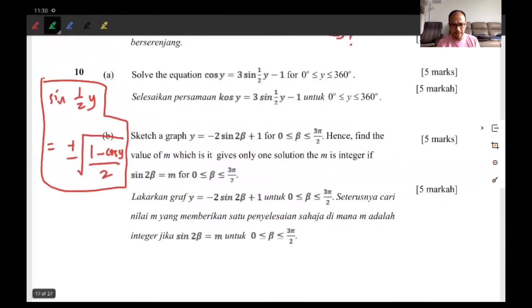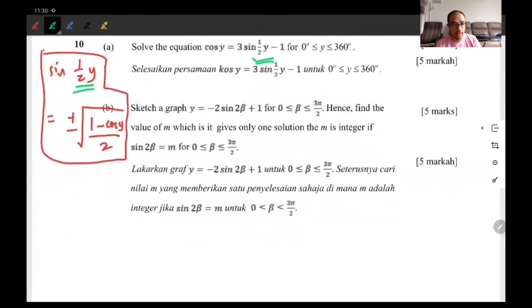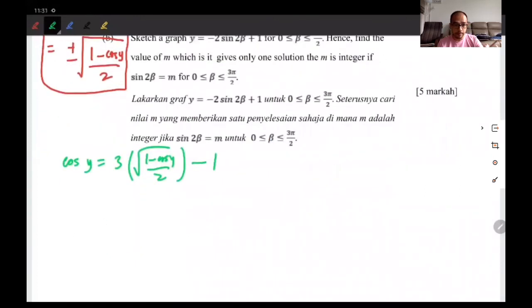So we have cos y equals 3 sine half y minus 1. Half angle is not really in your syllabus, but I'm going to give this formula anyway. It is not given, so if you don't know this, it's difficult. I substitute sine half y as square root of (1 minus cos y) over 2, minus 1. I'm going to ignore the plus minus. Bring the cos and the negative 1 across, I get cos y plus 1 equals 3 times square root of (1 minus cos y) over 2.